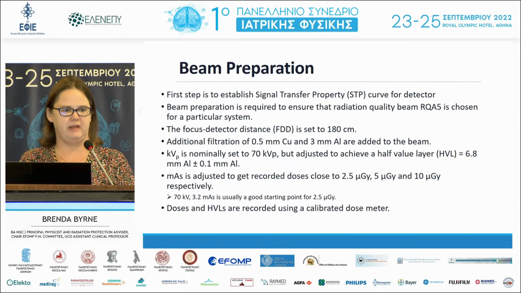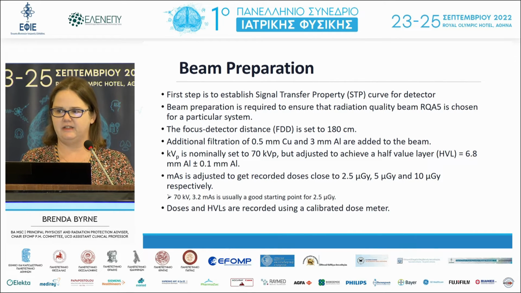So this is the first step where you want to establish your signal transfer property curve for your detector. So you need to set up your beam to ensure that you're getting the right radiation quality. So we were looking at RQA5, and this was chosen based on the IEC standards. We use a focus to detector distance of 180 centimeters to avoid any effects of the heel effect, and we are using a filtration of 0.5 mm of copper and 3 mm of aluminium.